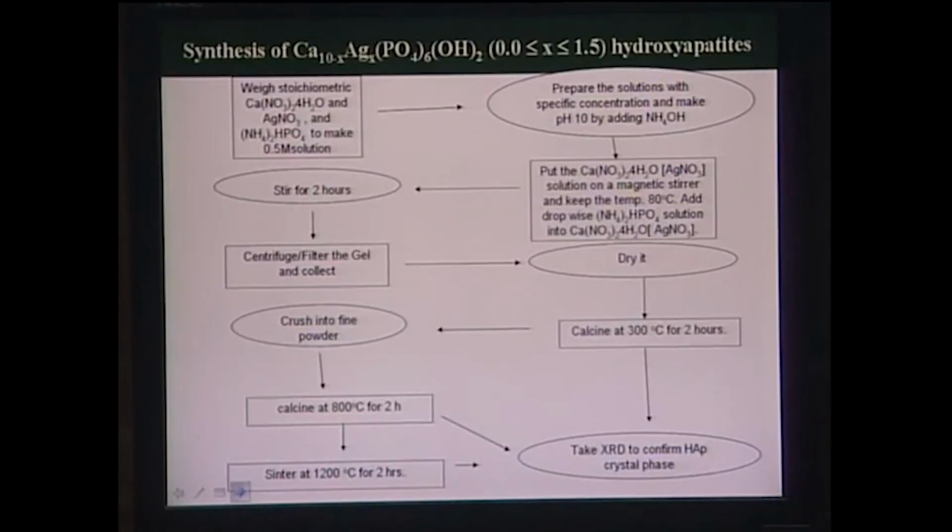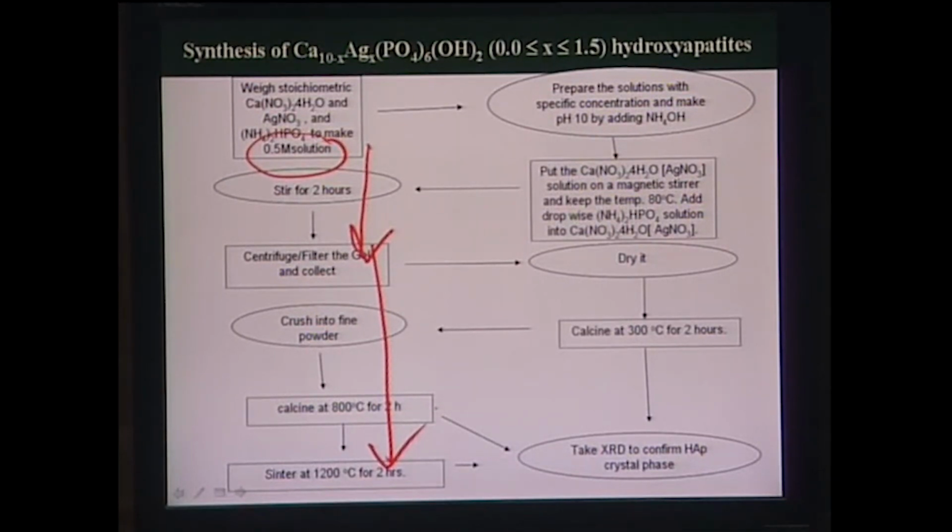Now, we have done this chemical silver doped hydroxyapatite. We have also carried out the synthesis of the silver doped hydroxyapatite using a chemical synthesis route. We started with precursor powders, that is calcium nitrate tetrahydrate, silver nitrate and (NH4)2HPO4, to make a 0.5 molar solution, then we adopted the typical chemical synthesis route, and subsequently we sinter them at 1200 degrees Celsius for 2 hours.